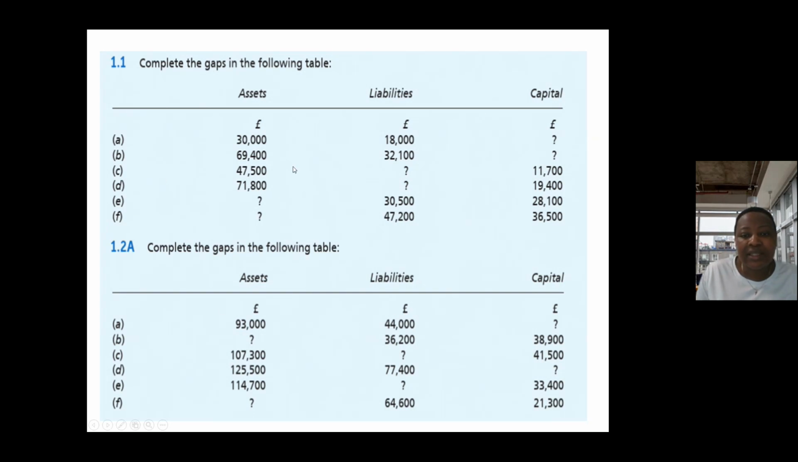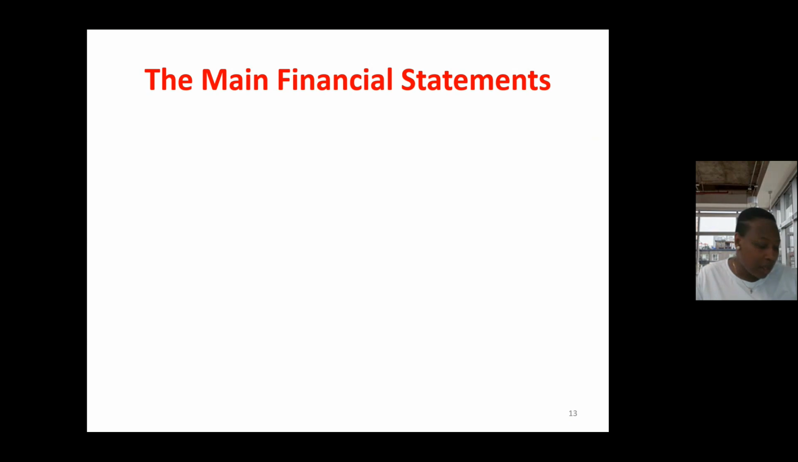The first one says assets are 30,000, liabilities are 18,000, and capital we don't know. So what is the accounting equation telling us? The accounting equation says assets is equal to liabilities plus capital. So if you do assets minus liabilities, you should be able to get capital. I'll give you time to finish up, so you can pause the video and just do that. So hopefully now you've completed that, and that was very easy to do, just like what we did initially.